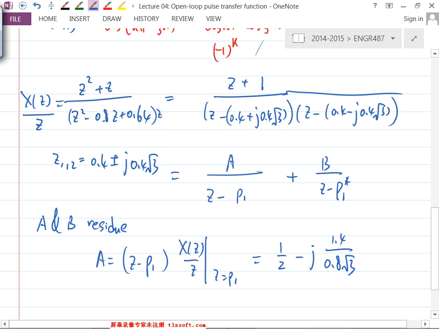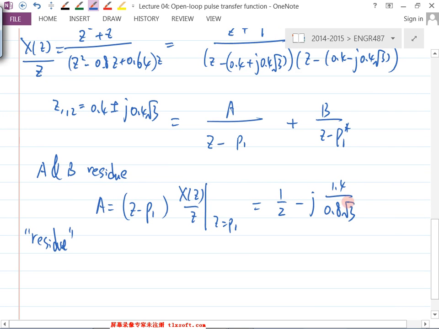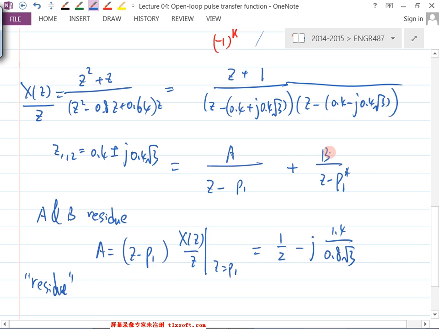If you use MATLAB, there is a command just called residue. You can use it to calculate. But MATLAB doesn't give you the root 3 right here. It gives you just a real number. Sometimes it's good to keep this here, particularly when calculating the angles later. Similarly, you can find the B value.